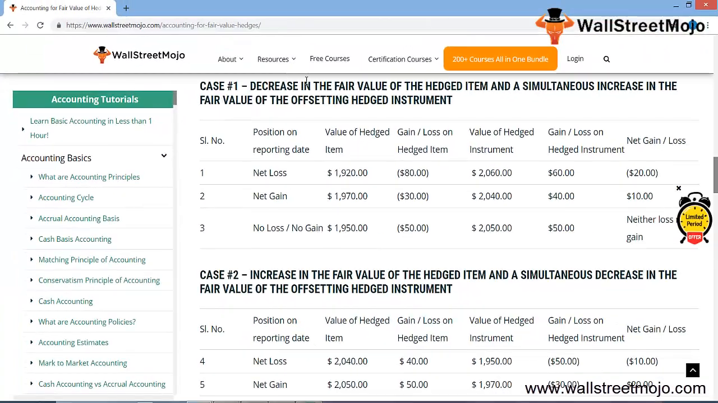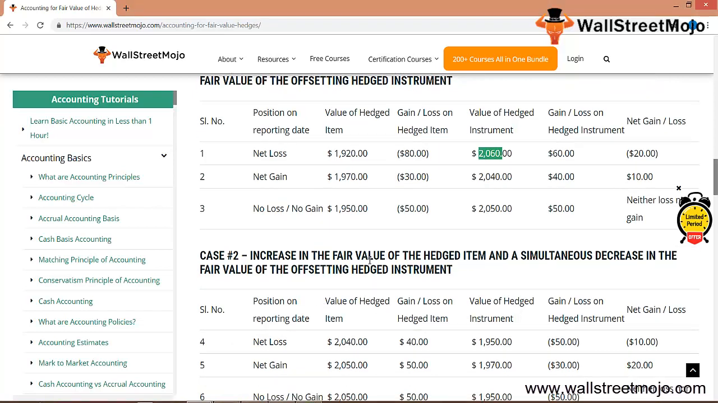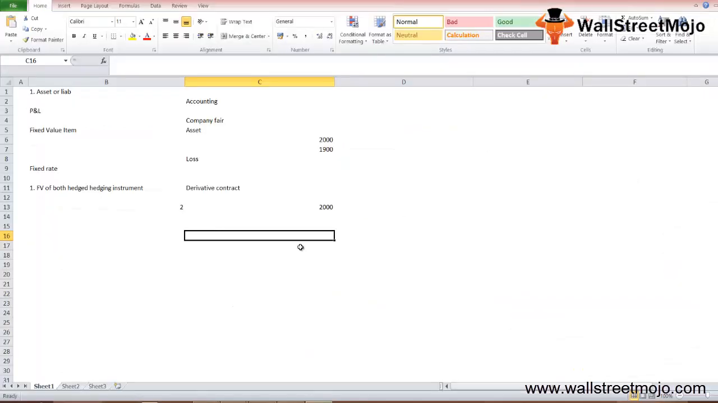Now, there is case one, where there is a decrease in the fair value of the hedged item and a simultaneous increase in the fair value of the offsetting hedging instrument. Over here, there is a net loss. In the first case, the value of the hedged item is 1,920 and the gain or loss is 80. The value of the hedging instrument is 2,060, and the gain is 60. Net is 80 and 60, that is negative 20. So in this fashion, all other calculations are done. In the second case, there is an increase in the fair value of the hedged item and a simultaneous decrease in the fair value of the offsetting hedging instrument. The same calculation goes around, with just a little change.